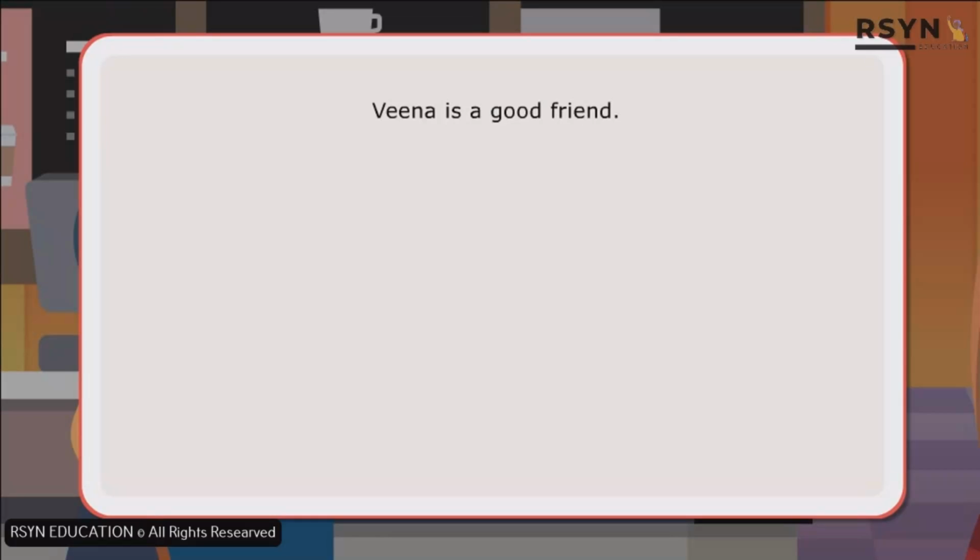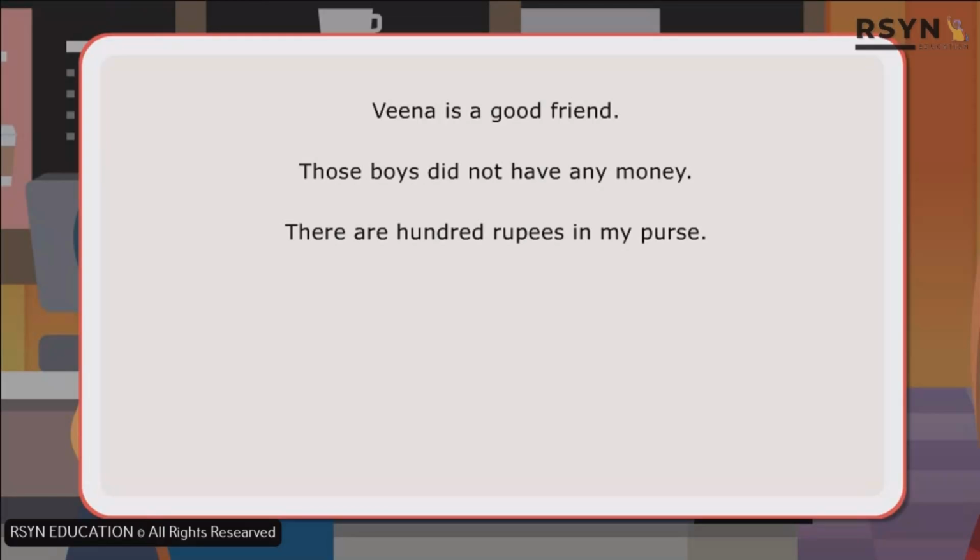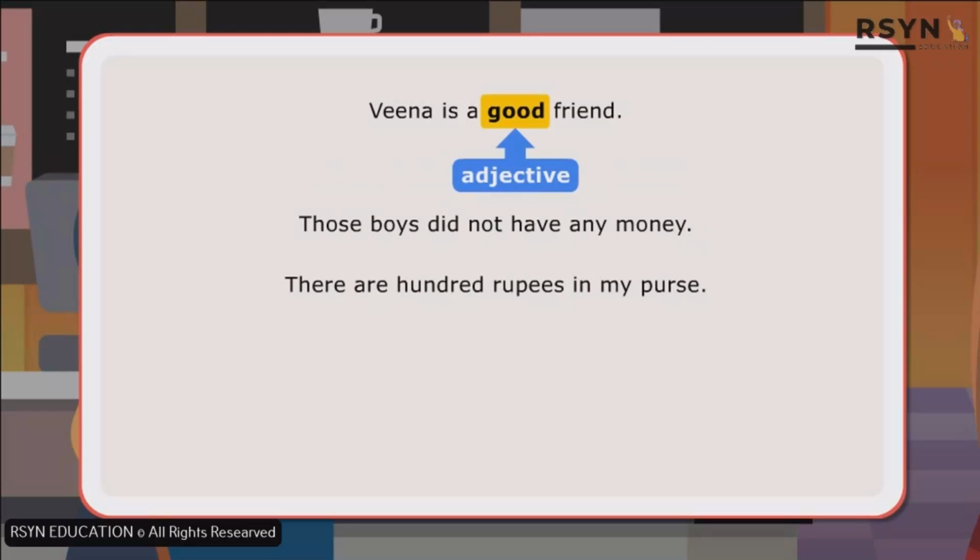Veena is a good friend. Those boys did not have any money. There are 100 rupees in my purse. In the first sentence, good is an adjective as it tells Veena's quality.